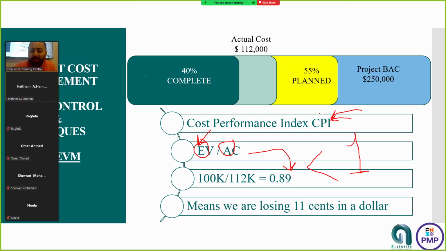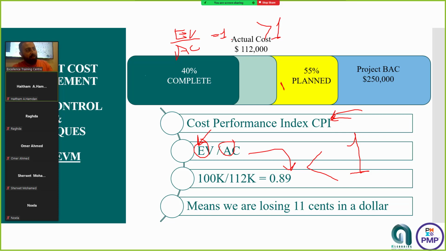Because it is something over something, right? It is EV divided by AC. To equal 1, that means both are equal, right? There is nothing to get equal to 1 if there is any difference between those. This is a simple equation, right? And to be more than 1, what will happen?